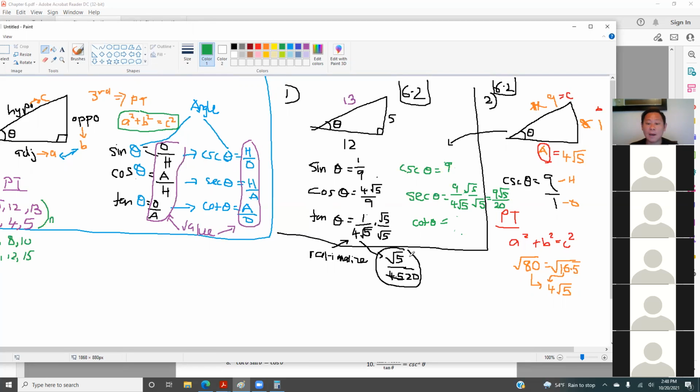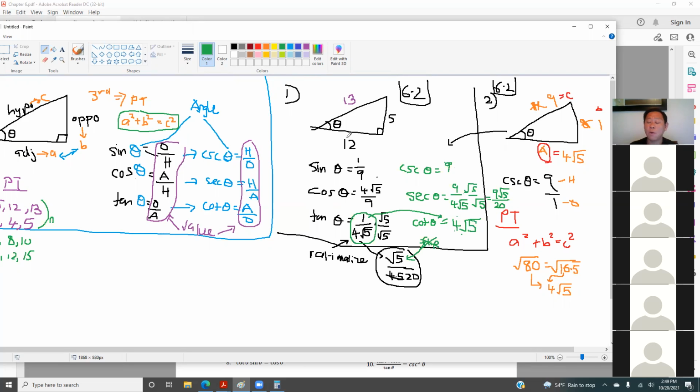Now, cotangent theta, do not flip this. The reason why I do not want you to flip this is because if you flip this, your square root is back in your denominator. Then you have to rationalize it. You have to do a lot of work. So what I do is I just take the one before you rationalize it. I flip it. So this will become just 4 root 5.